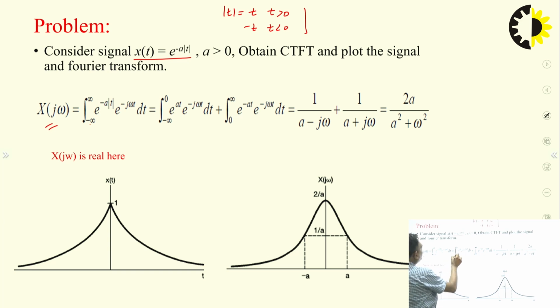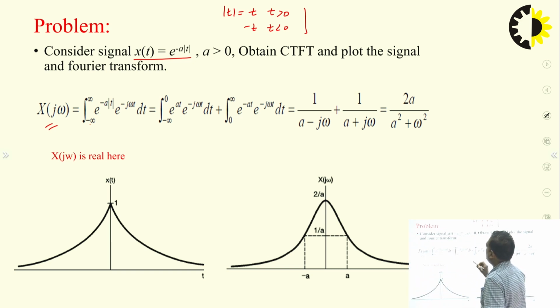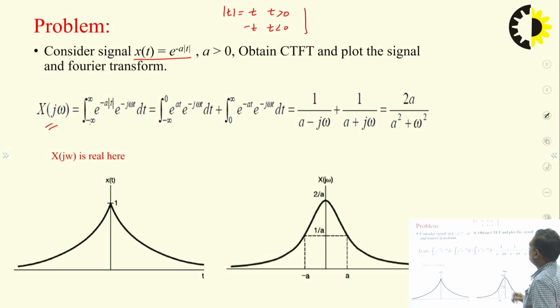Between minus infinity and 0, this becomes minus t, so it is e to the power at, and between 0 and infinity it is plus t, so it is e to the power minus at into e to the power minus j omega t dt. Now we will solve this. This is 1 upon a minus j omega, and this is 1 upon a plus j omega. After solving, the value is 2a upon a square plus omega square.